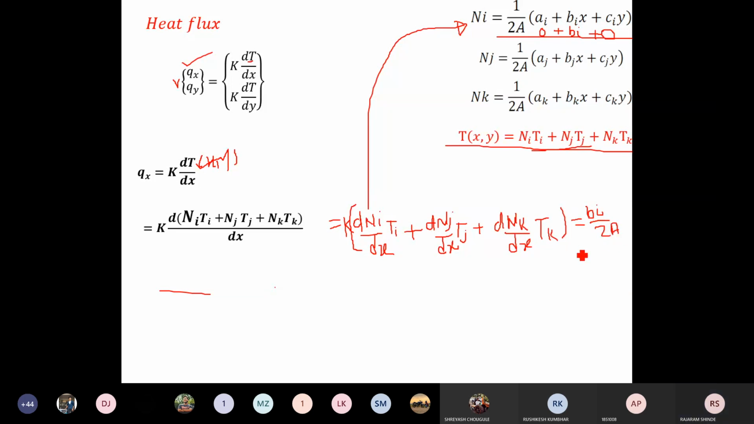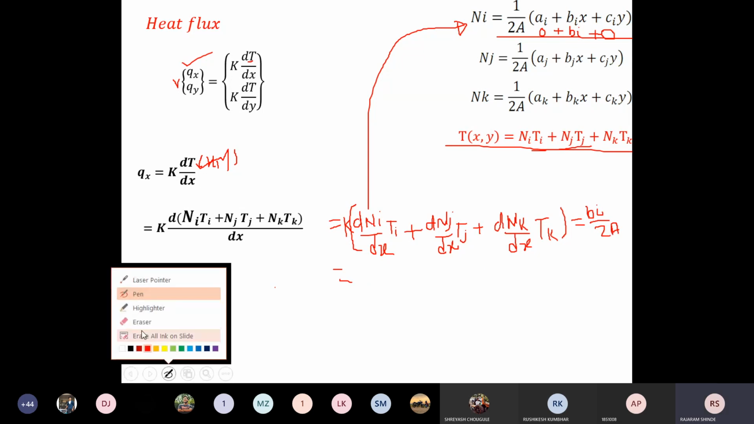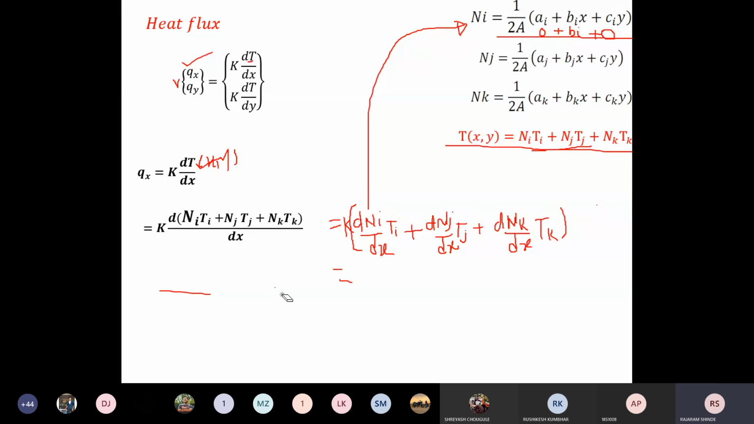Now next one. Now when we differentiate, sorry, this is bi by 2a. Sorry, I will correct it. I will write below this. Now here, k is as it is, into this term bi by 2a, into ti.